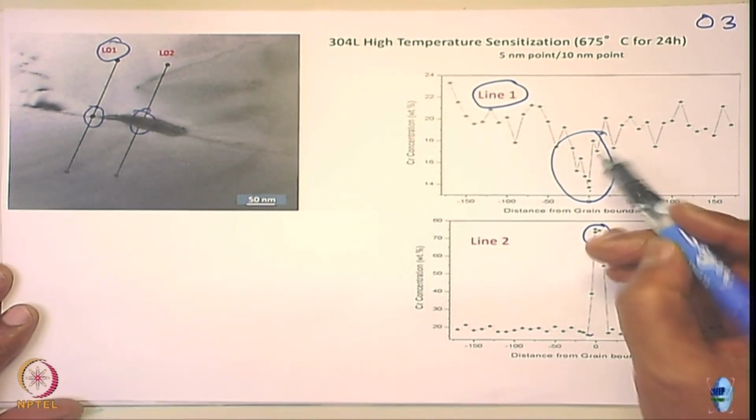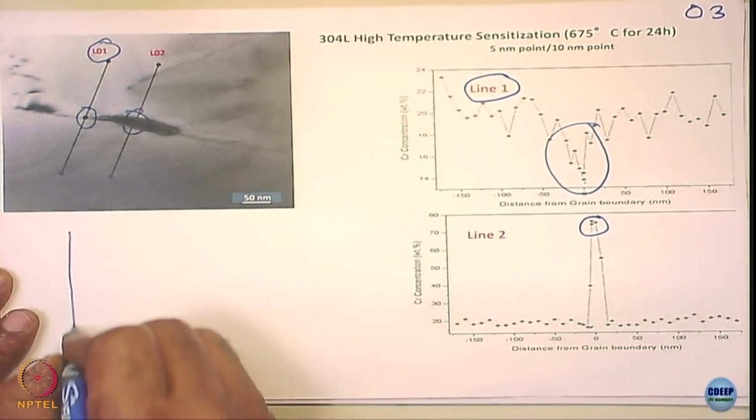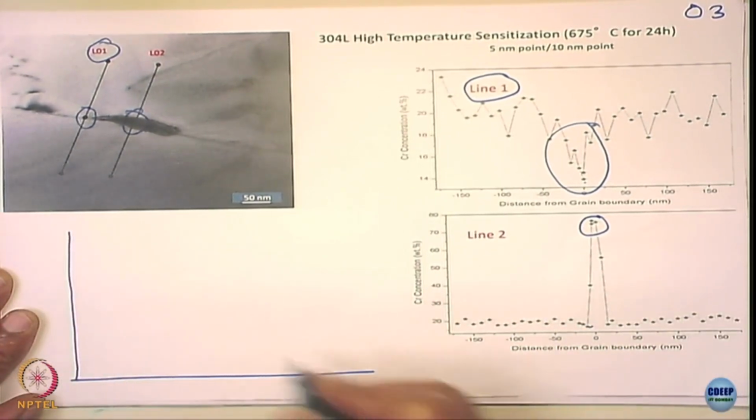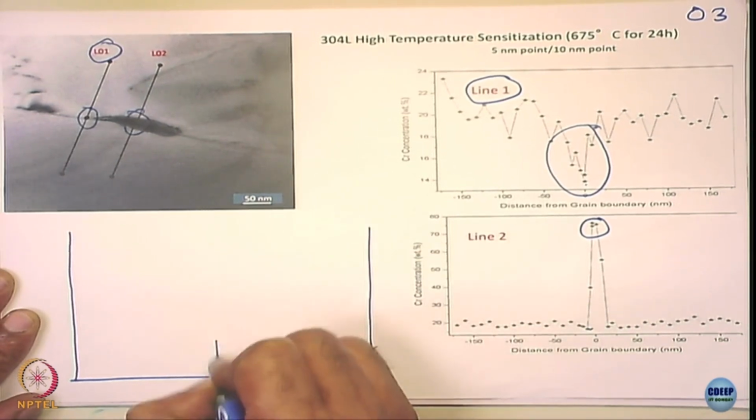So what happens to the chromium now? Suppose I draw this schematically here. This is the grain boundary here.